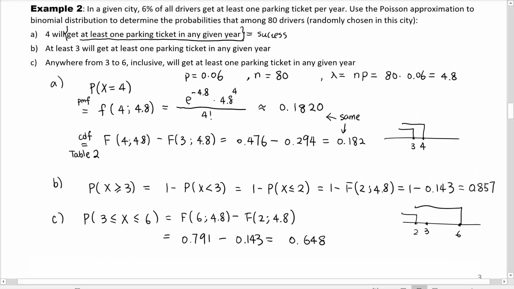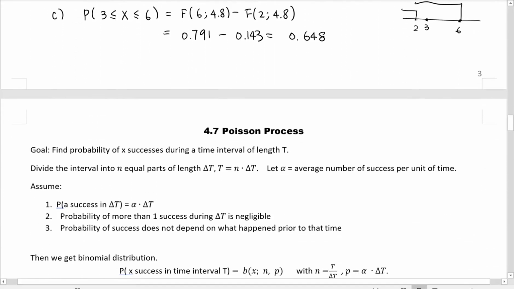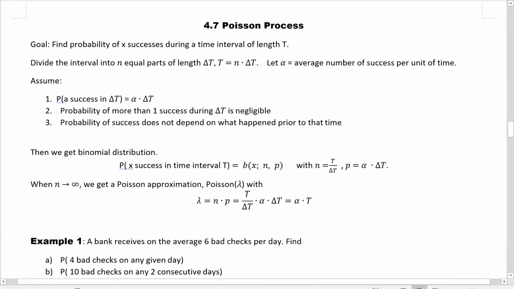Okay? So if you have any questions, please print screen and then ask me either through emails or through online office hours. Okay? So that is session 4.6. We introduced the Poisson distribution. Next, 4.7, we're going to talk about Poisson process.